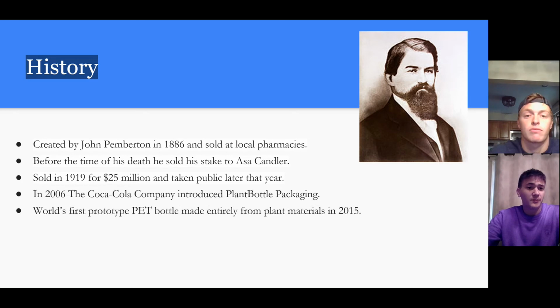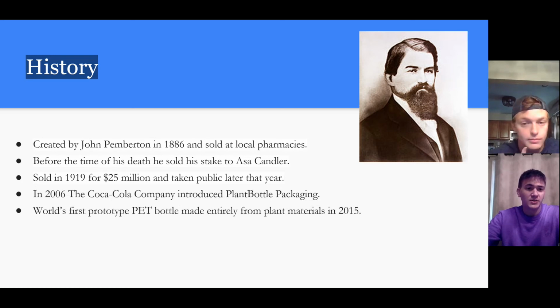Shortly after, he died from stomach cancer, but before the time of his death, he sold his stake of the company to Asa Candler, who saw a lot of potential in this drink, and he ran with the idea and was a very good businessman. And shortly after, in 1919, Asa Candler sold his business, Coca-Cola, for $25 million to a few investors who took the company public that same year, and Coca-Cola became a publicly traded company.